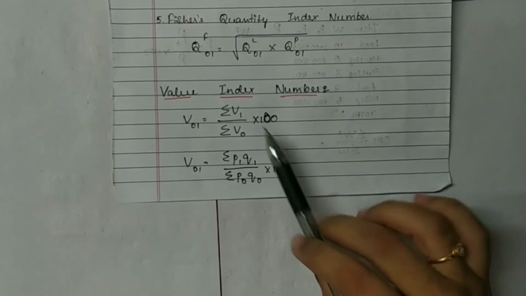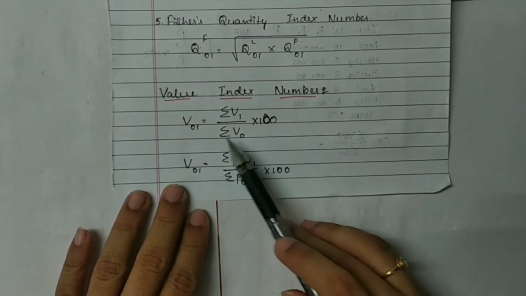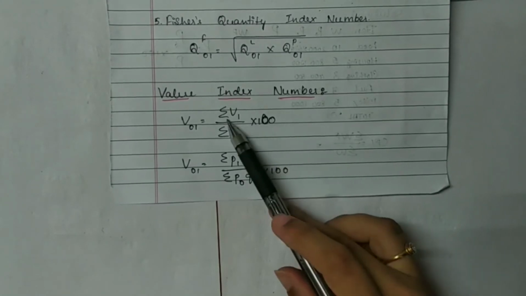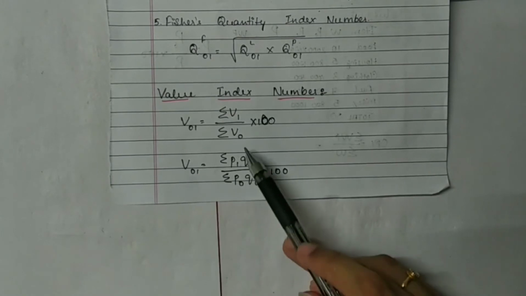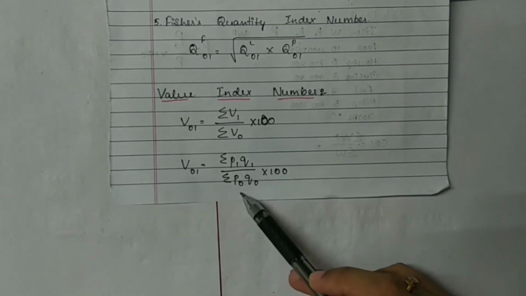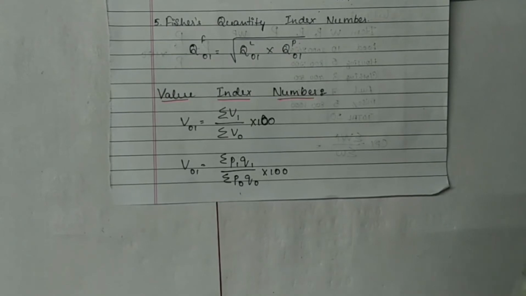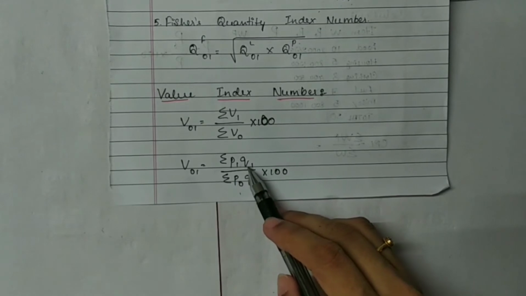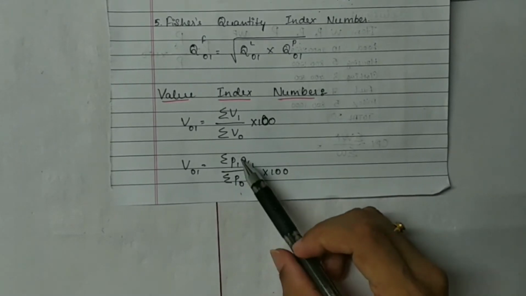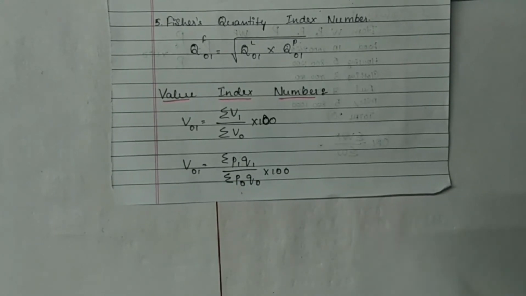So our next topic is value index number. Here V01 is equal to summation V1 divided by summation V0 into 100. So this V1 is nothing but summation P1 Q1 divided by summation V0, which is summation P0 Q0, into 100. For this I'll be giving one question you should solve on your own. It is very simple actually. We already calculated. You all know how to calculate P1 Q1, how to calculate P0 Q0, and once after calculating that you will be taking the total of that and applying it to the formula.